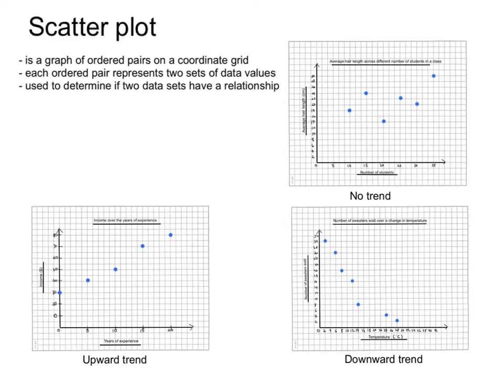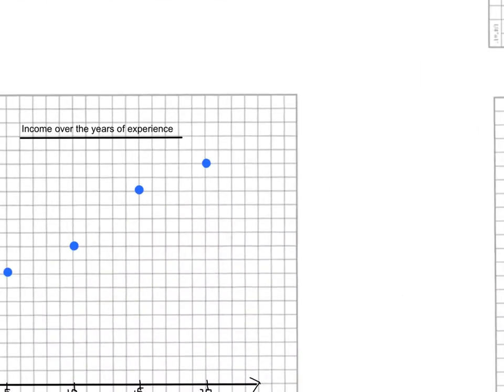You would use a scatter plot to show if one set of data can be used to make predictions about another set of data. It can also be used to determine whether the two data sets from the x and y axes have a relationship. There are three types of trends we will look at: the upward trend, downward trend, and the no trend. Let's take a closer look at a scatter plot with an upward trend.